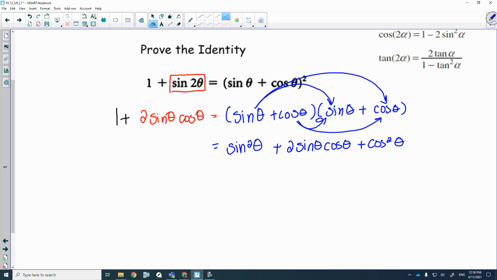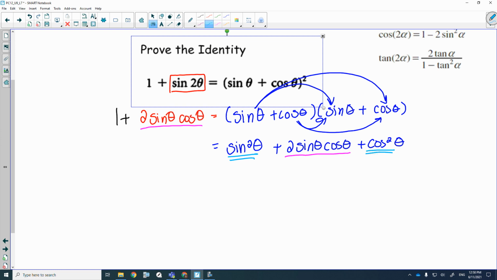From this point, I want you to notice that on the left-hand side, I had a 2 sine theta cos theta, and on the right-hand side, I have a 2 sine theta cos theta. So right now, these two are matching. So what I'm going to do is ignore this because that matches with the left, and I'm going to look at this: sine squared theta plus cos squared theta.